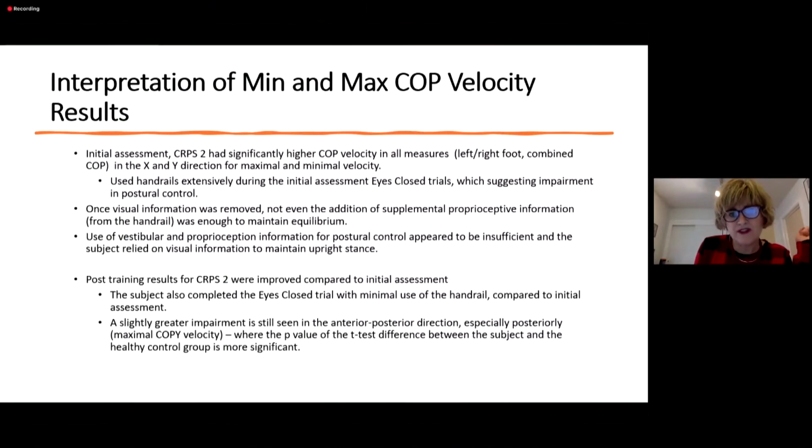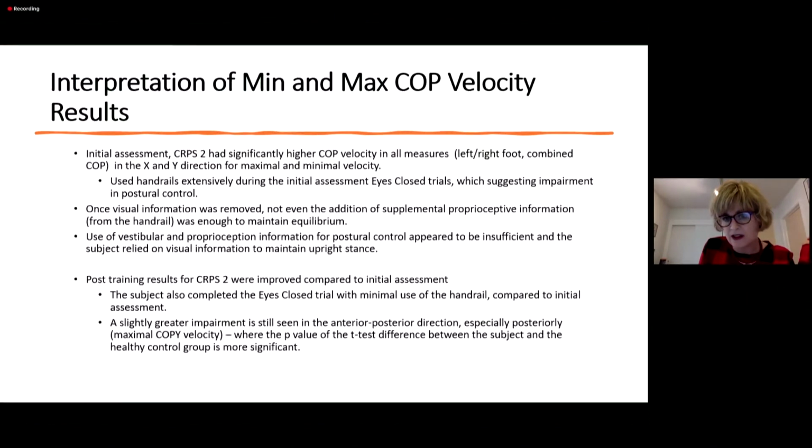Use of the vestibular and proprioceptive information for postural control appeared to be insufficient, and the subject relied on visual information to maintain upright stance. Her post-training results showed improvement compared to the initial assessment.